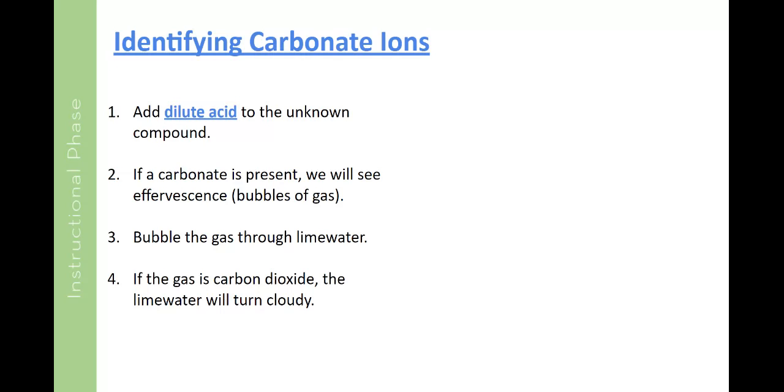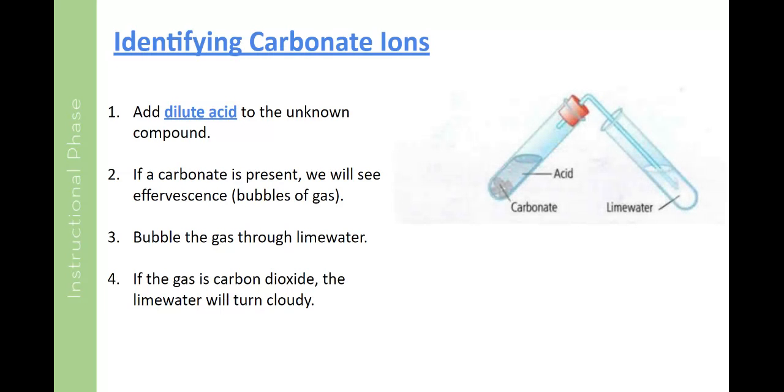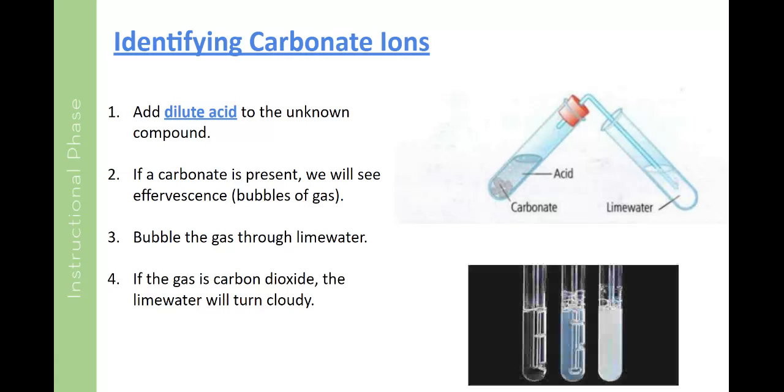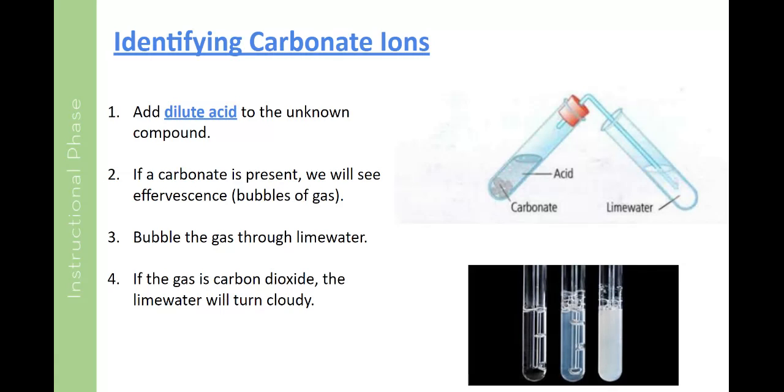be being produced. If you bubble that gas through lime water, the lime water should turn cloudy. So to find out if a substance contains carbonate ions, you add acid, you bubble the gas produced through lime water, and the lime water turns from colourless to cloudy. And you should have seen this at some point through your school years in secondary.